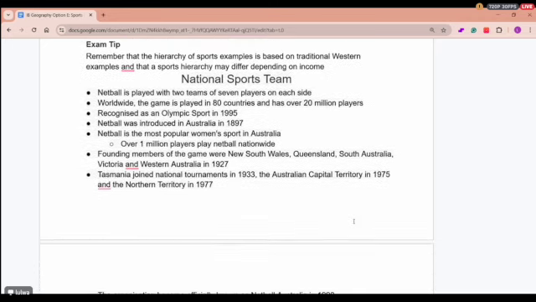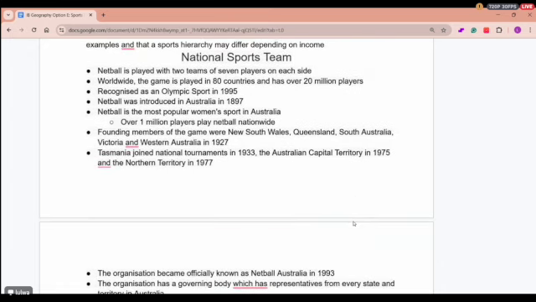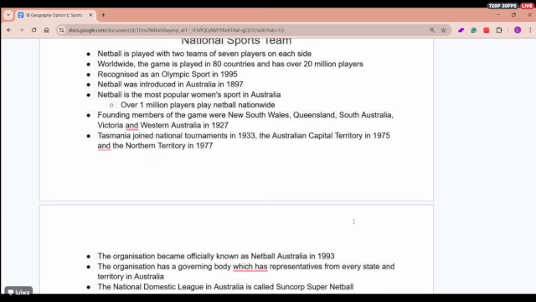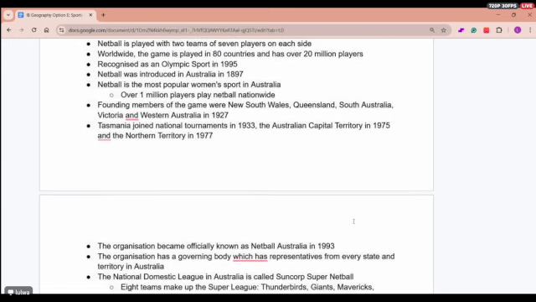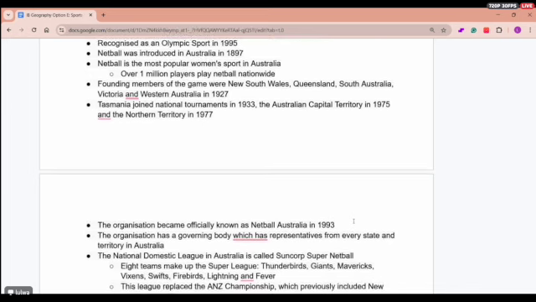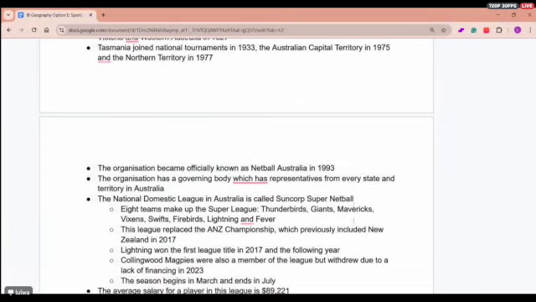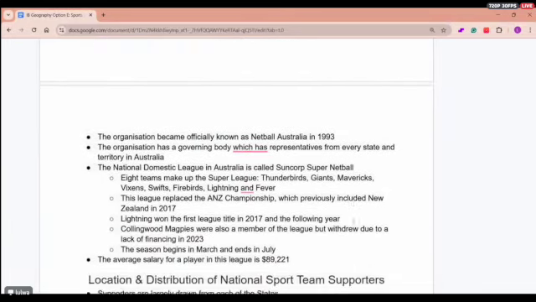So let's look at an example of a national sports team. For example, we'll take the case study of netball in Australia. Netball is played with two teams, and worldwide it's played in 80 countries and has over 20 million players, and it's recognized as an Olympic sport. It was introduced in Australia, and it's the most popular women's sport in Australia with over 1 million players. Tasmania also joined, and the organization became officially known as Netball Australia.